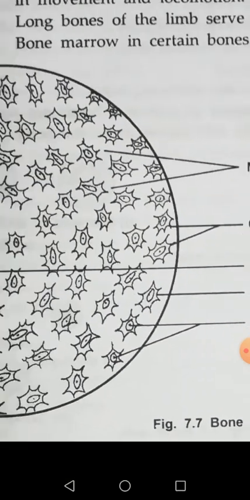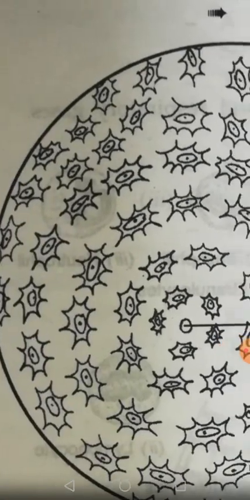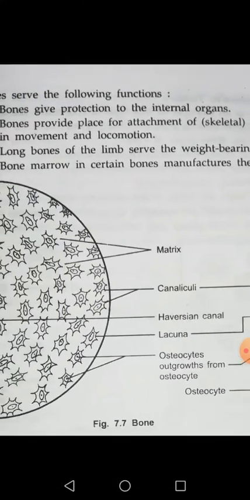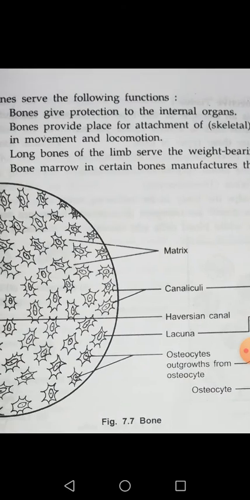ठीक है, now at the between of the bone, ये देखिए आपको एक कैनाल नज़र आएगी. This canal is called Haversian canal. ठीक है, and what is canaliculi? The corners or the projections of the lacuna are called canaliculi.